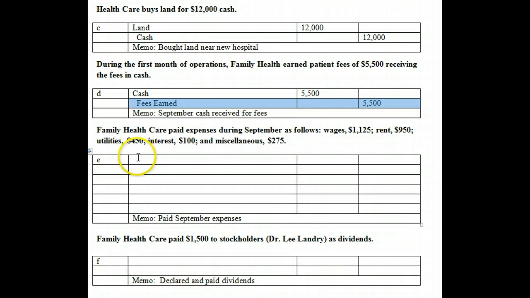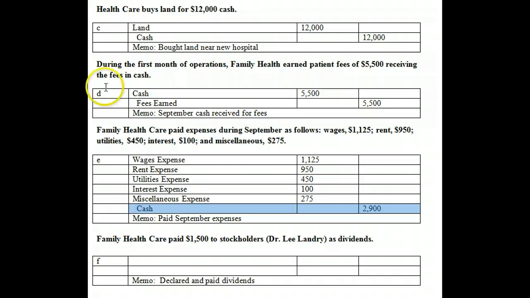Two final transactions in September for Family Healthcare. They pay their bills. So let's pretend like we write one check for all these bills. Expense or debits, expense or debits, expense or debits. So we're debiting these expense accounts, and we're pretending like we write one big check for it, so we credit cash for $2,900. Notice how the amount of our debits always equals the amount of our credits.